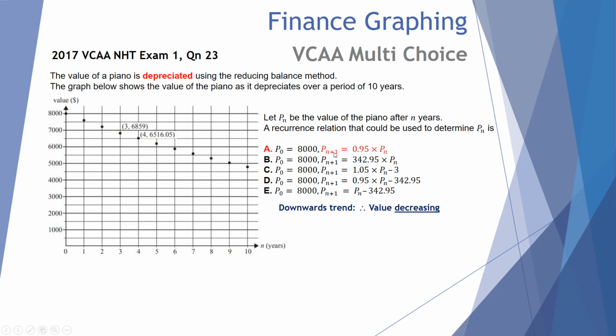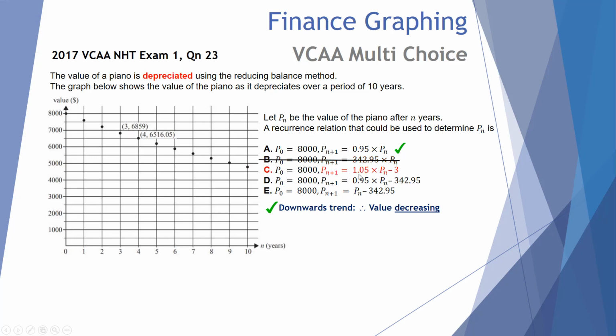Option A is taking a value and then multiplying it by 0.95, which is a 5% reduction. That would make it decrease. That's possible. Option B is clearly incorrect. That's taking a value and then multiplying it by over 300. That's going to massively increase our relationship. It will not generate this type of graph, so we can eliminate that.